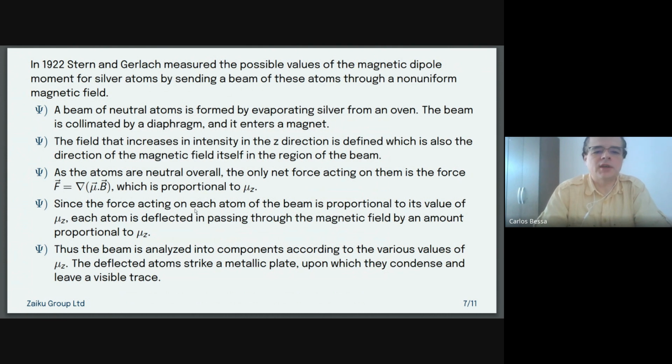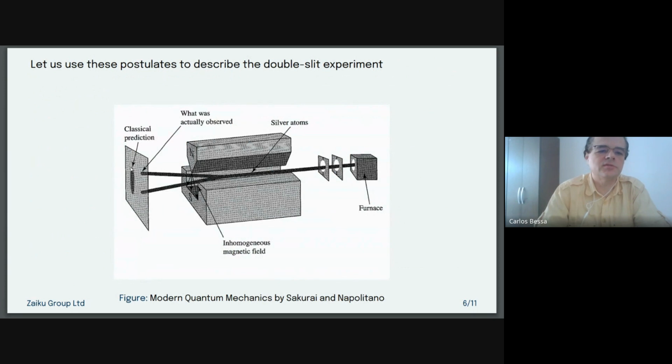Since the force acting on each atom of the beam is proportional to its value mu z, each atom is deflected in passing through the magnetic field by an amount proportional to mu z. Thus, the beam is analyzed into components according to the various values of mu z. The deflected atoms strike a metallic plate, upon which they condense and leave a visible trace. The metallic plate is this.